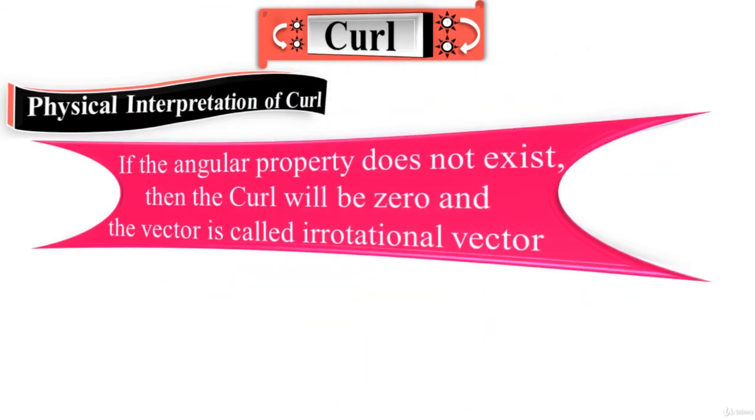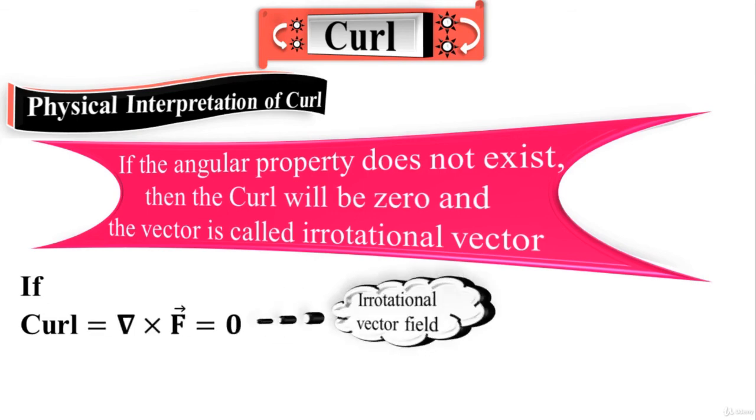But in case the angular property does not exist, then the curl will be zero and the vector is called an irrotational vector. As I mentioned in the introduction, curl will be used only if there is any angular property. But if the angular property does not exist in an object, the curl will be zero, and that vector is an irrotational vector. If the curl equals zero, then the field is an irrotational vector field.